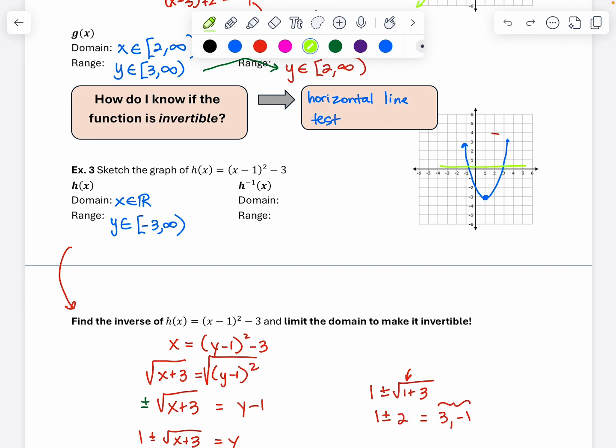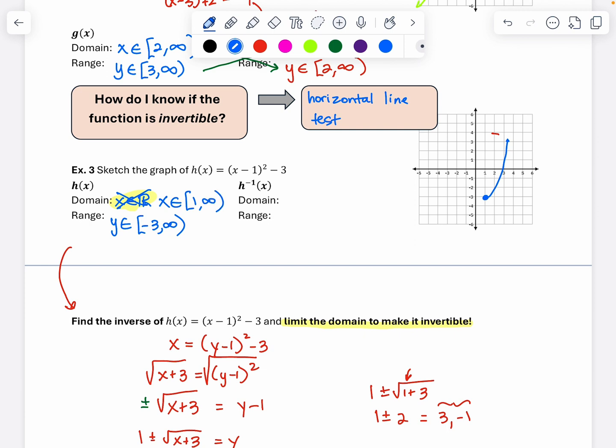And you say, well, good, we're done. Unfortunately, no. What we do then is we limit the domain to make it invertible. So I'm going to change this domain. Instead of x being all real numbers, I'm going to get rid of half of it. Now this function passes both the vertical line test and the horizontal line test. And so our new domain is x is an element of, and our lowest x is 1, and we go up to infinity.